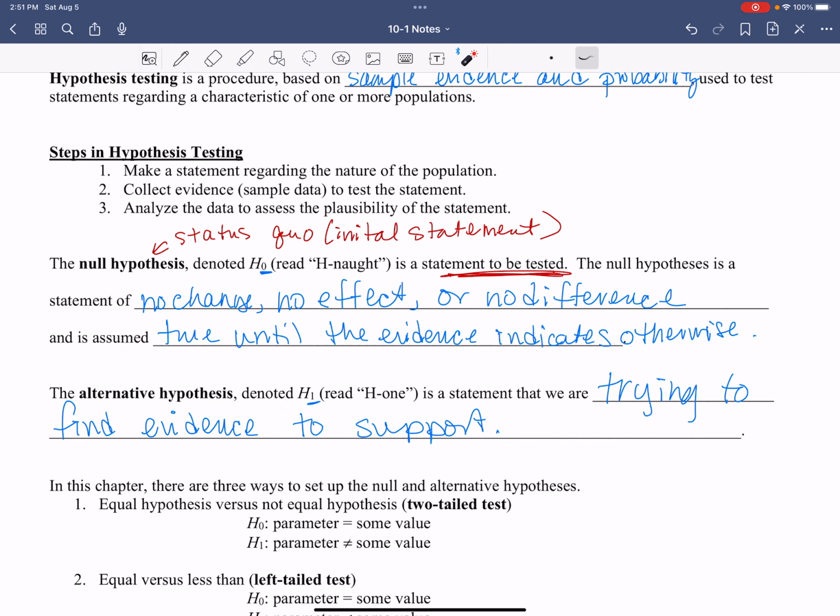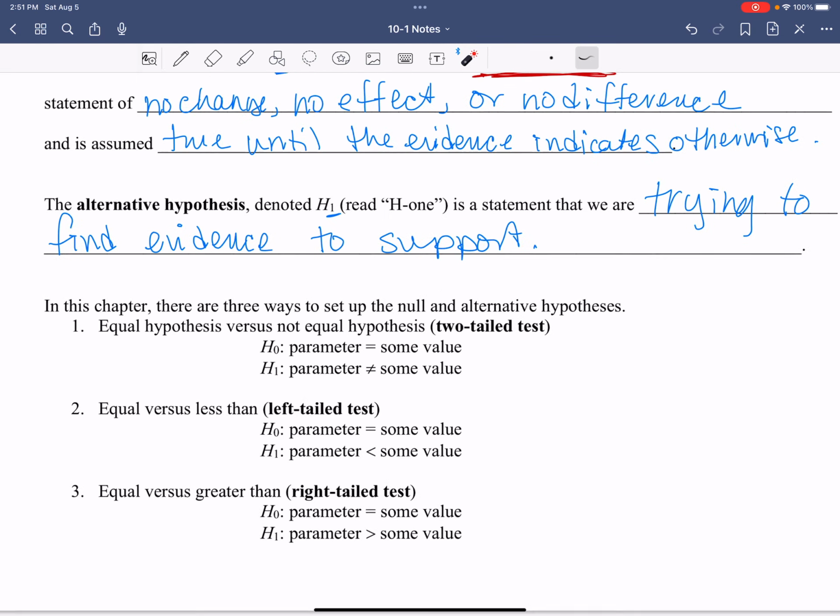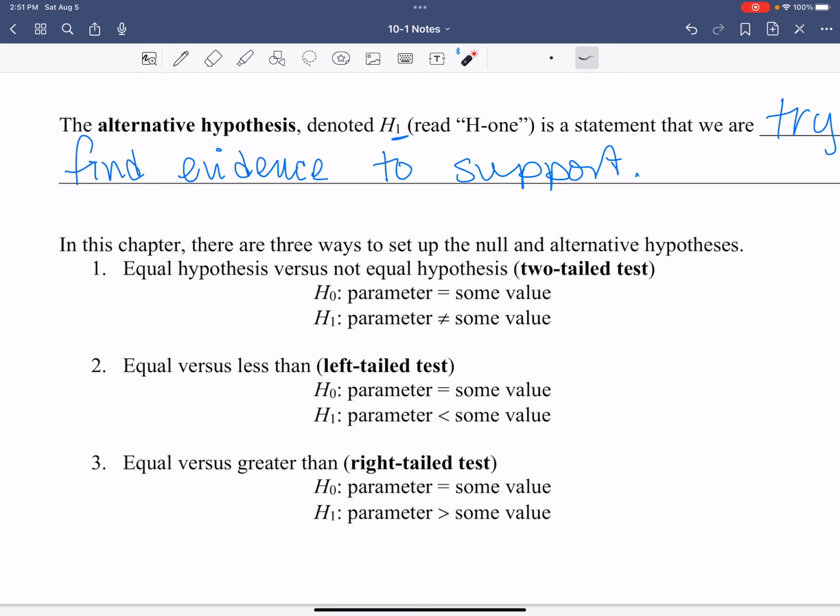See that? Okay. So, in this chapter, there are 3 ways to set up the null and alternative hypotheses. They are equal hypothesis versus not equal. This is two-tailed, meaning whatever it is that I start off with, the null always equals some value. Now, I want to point something out to you real quick. The null hypothesis equals some value, because that's what you start with.